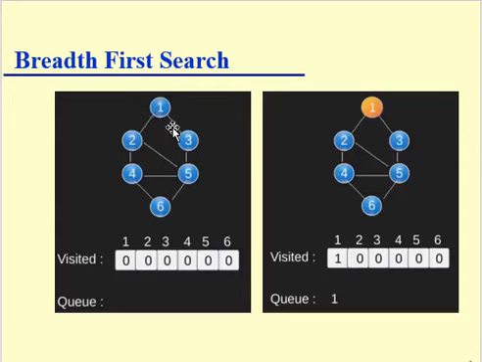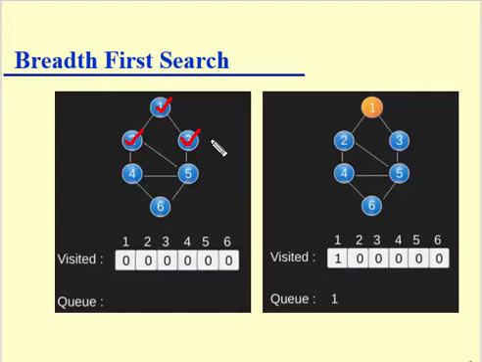Firstly, suppose you are starting from 1, you can start from any node. If you are starting from 1, then first of all, we will visit all the nodes that are connected to 1. So what are the nodes connected to 1? 2 and 3. That means firstly you will traverse 1, then you will go to all the nodes connected to 1. So I will go to 2 and 3, and they will be visited.